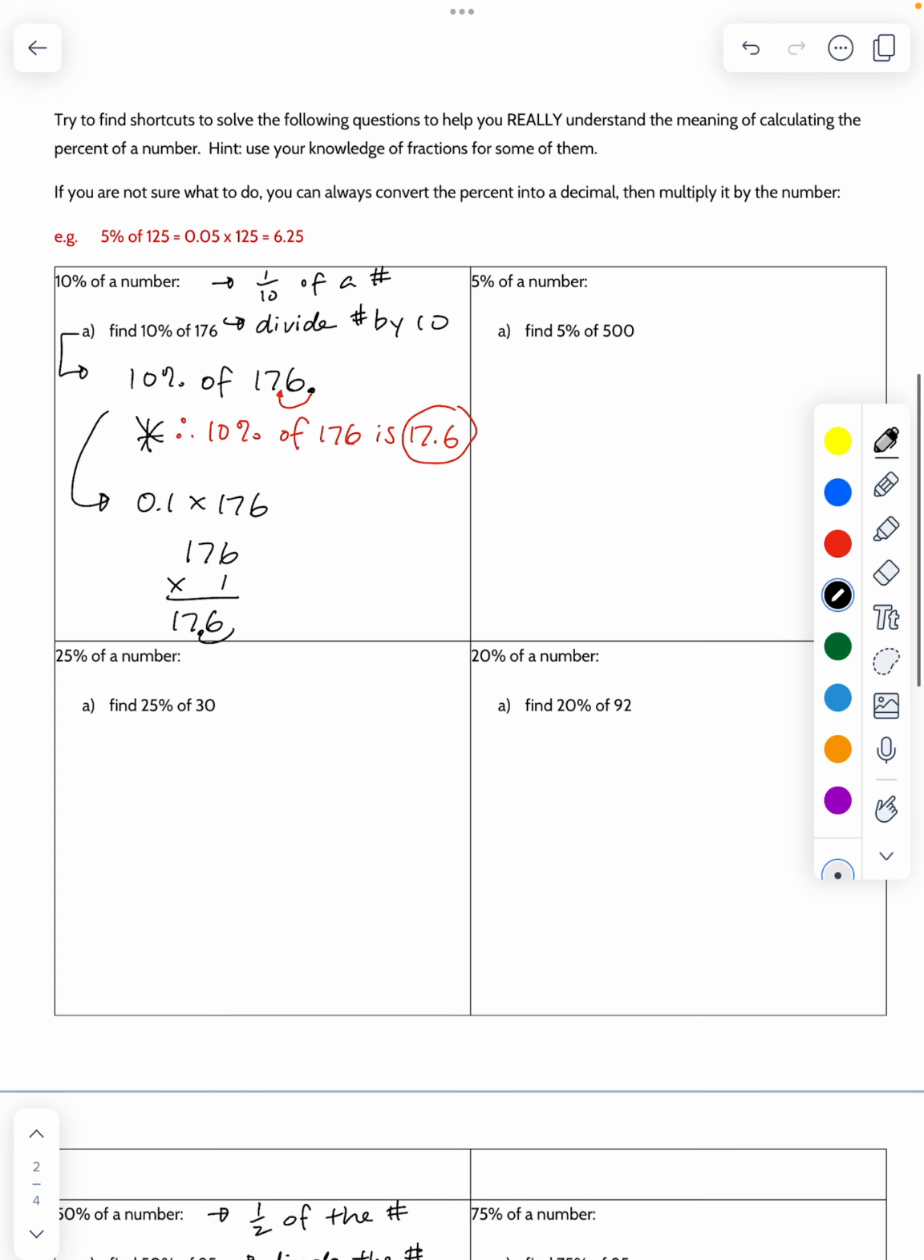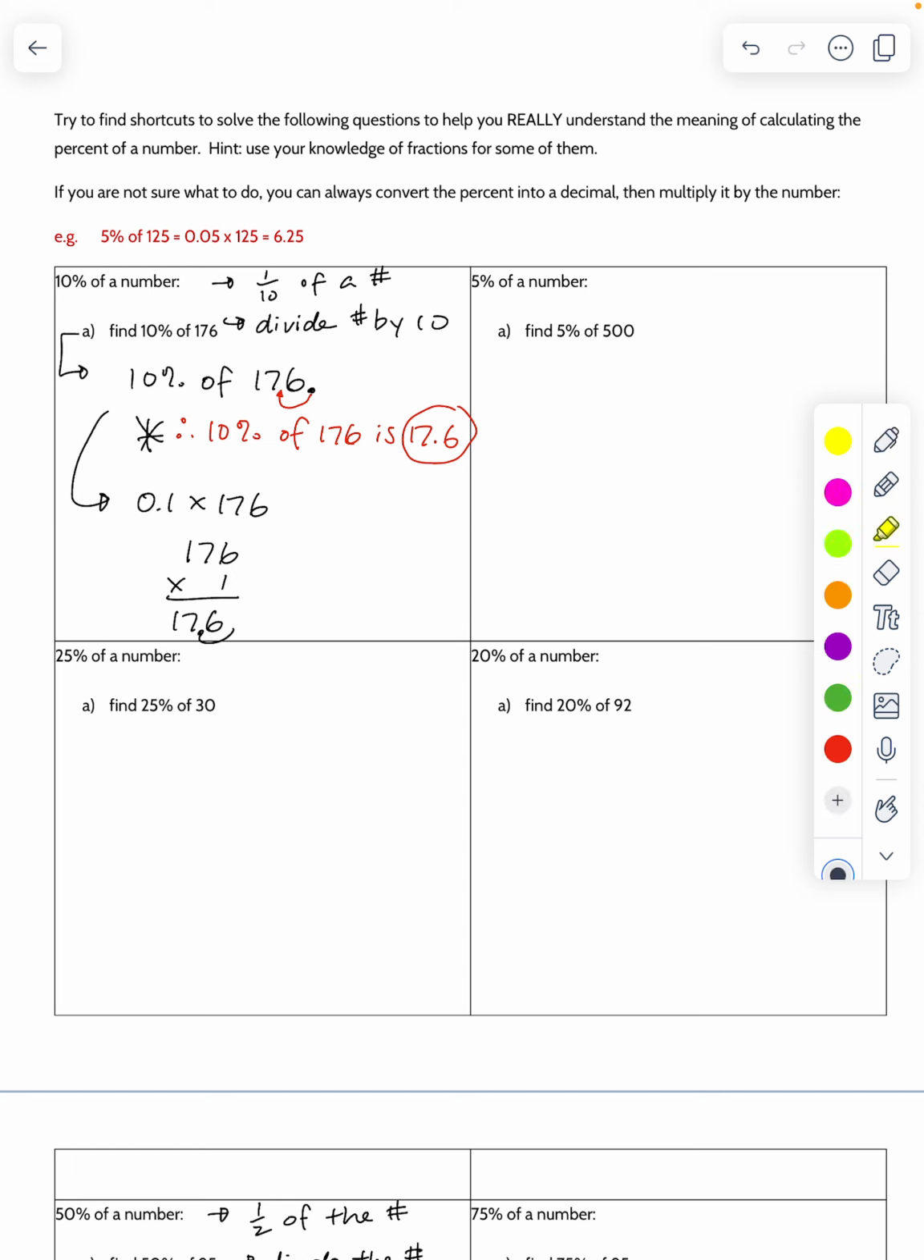Just note that the purpose of this video is to find the deeper meaning and connection between percent of a number and what it means in terms of the fraction it represents, so that you have an understanding of working through some of these shortcuts. Because again, that'll help you get the deeper meaning behind percent of a number. Now, if you still don't understand quite how to figure out these shortcuts, you can always turn the percent into a decimal and multiply it by the whole number.